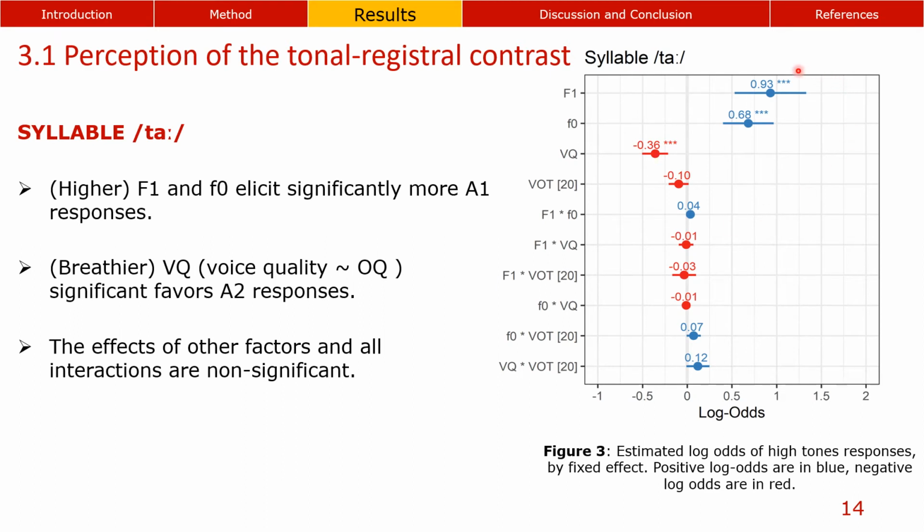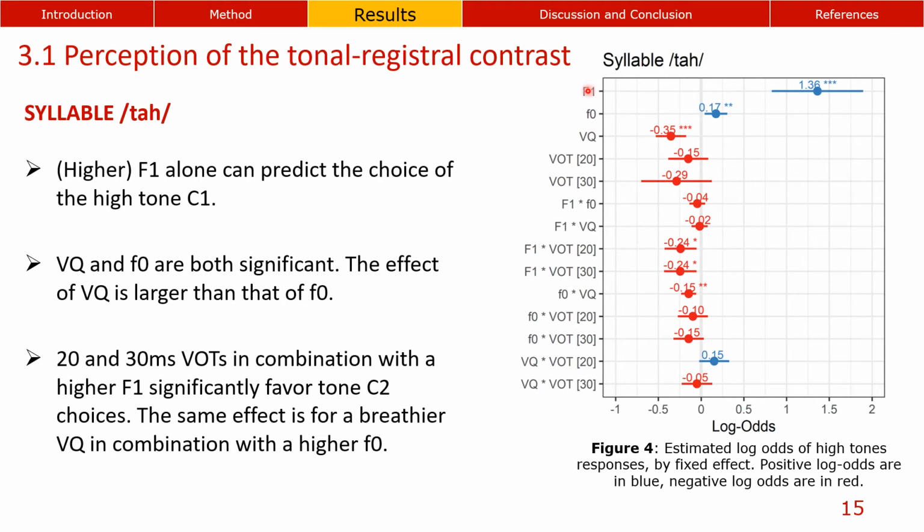Statistical results confirm that for the first syllable, a higher F1 and F0 elicit significantly more A1 responses. A breathier voice quality significantly favors A2 responses, and the effects of other factors and their interactions are not significant. With the second syllable, a high F1 alone can predict the choice of the high tone C1. Voice quality and F0 are both significant, but the effect of the former is larger than that of the latter.